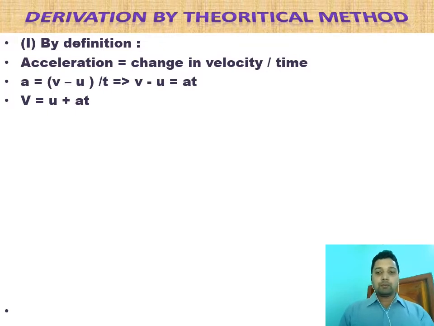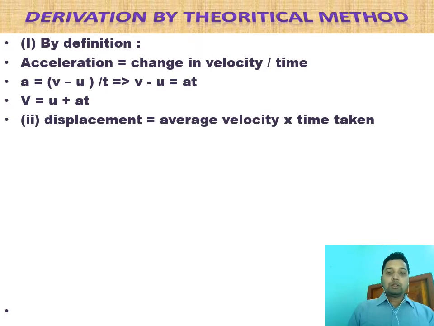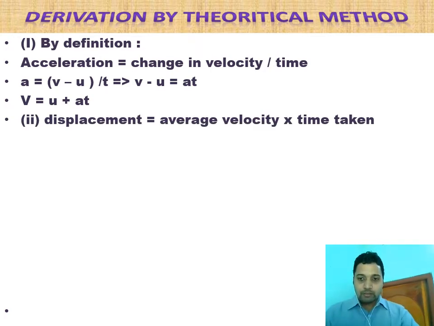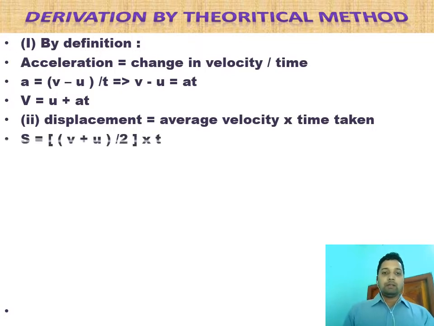Second, for displacement s: displacement is equal to average velocity into time. Why can I say average velocity? Because we have two velocities, initial velocity and final velocity, so we take the average of those. Displacement by time is velocity, so velocity into time is displacement. So s equals v plus u by 2, final velocity plus initial velocity by 2, into t. So average velocity into time.